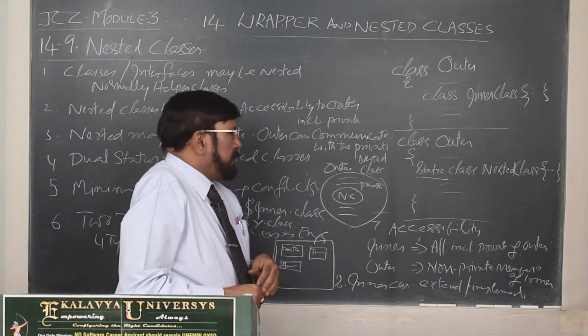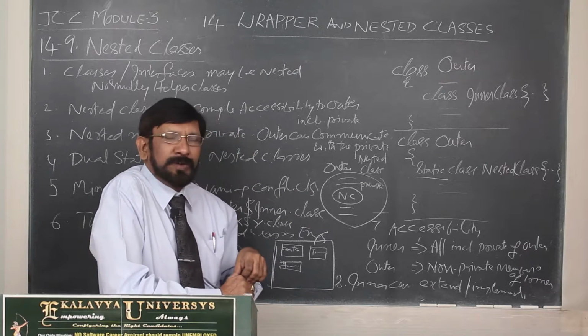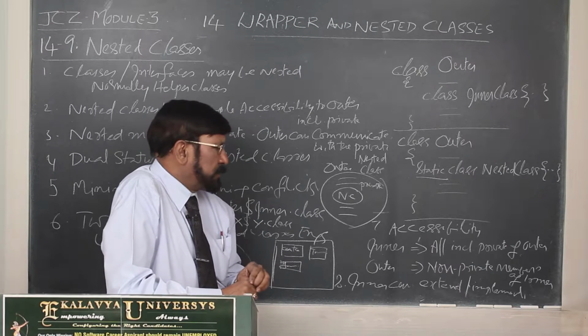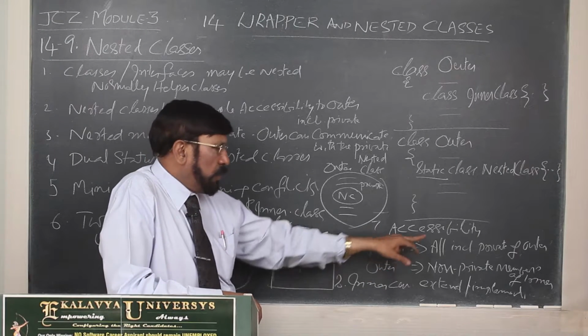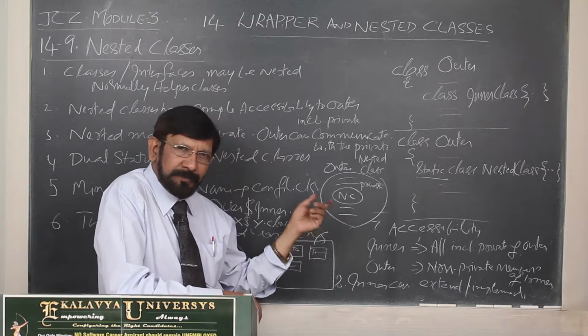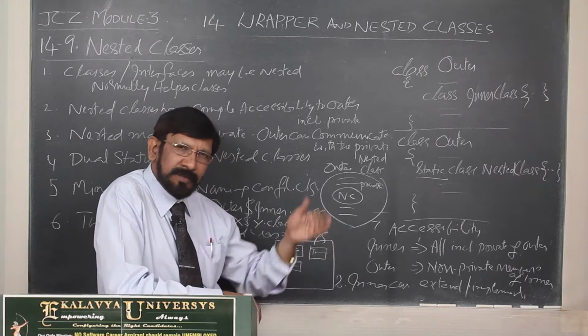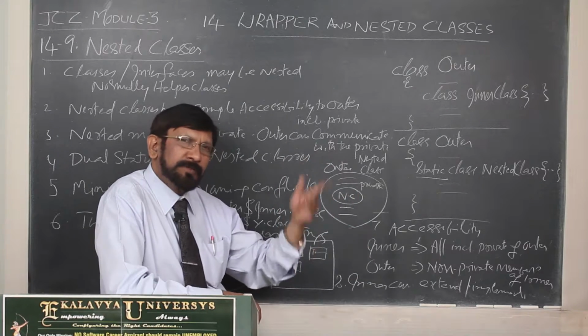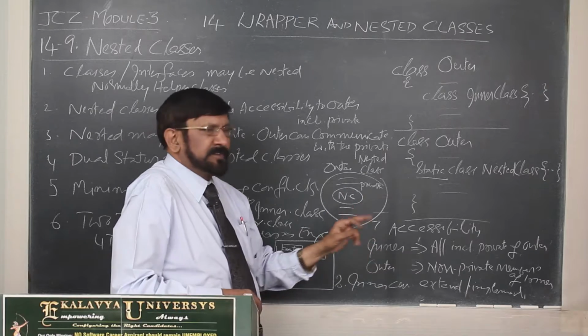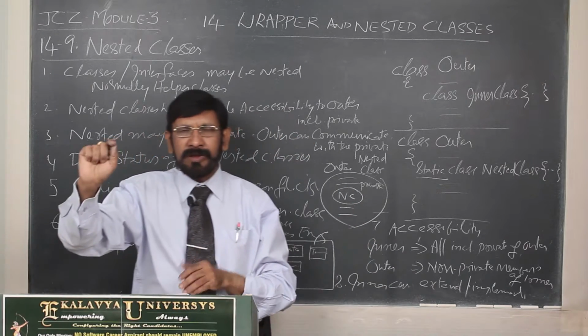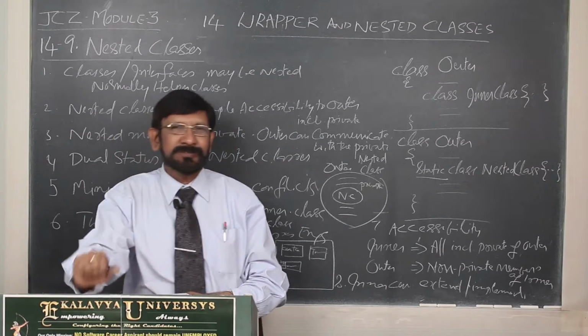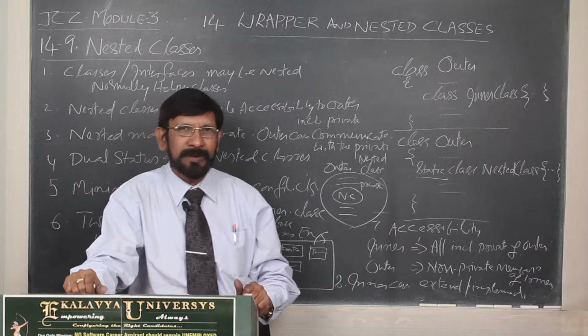Thereafter, accessibility. Let us focus on the accessibility. Inner to outer. Actually, I briefed it. An inner class, being a member of the outer class, can access all the members of the outer class including the private members. That point you remember.